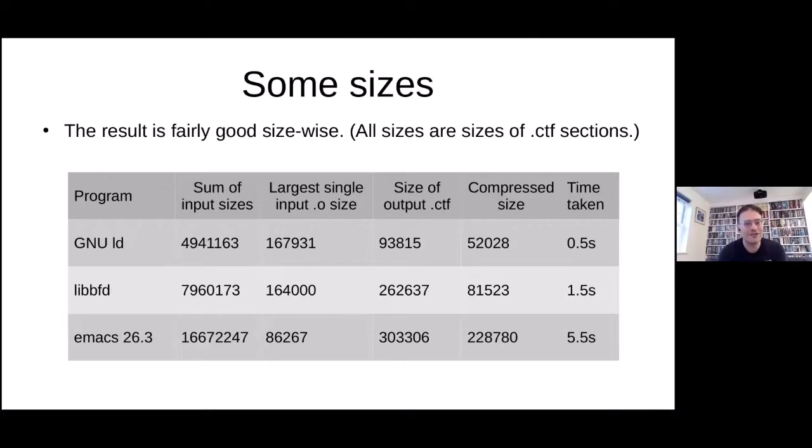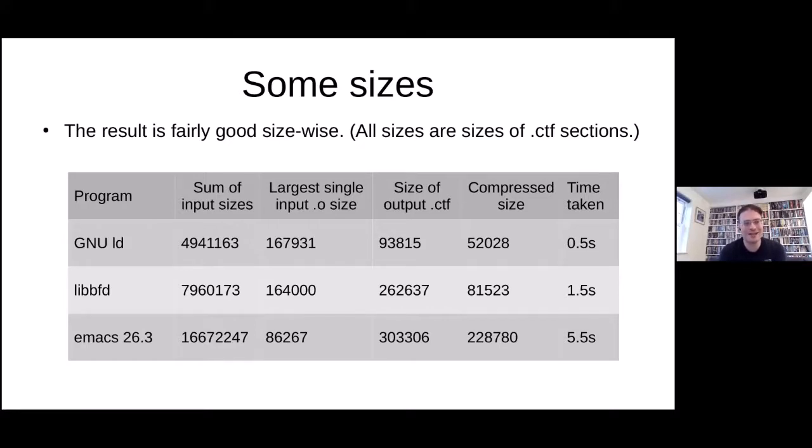Here's an example of the size using important programs. All the sizes here are sizes of CTF sections alone. The largest single input .o size is the size of the CTF section in the .o file which had the largest CTF section in it. You can see the input, we don't really bother deduplicating very much. The priority is getting the compiler to output it fast. So 5 meg on the input turns into 50k on the output, which is not bad, and adds half a second to the link time, which is much less time than it would add if you were emitting DWARF, because DWARF is so voluminous.